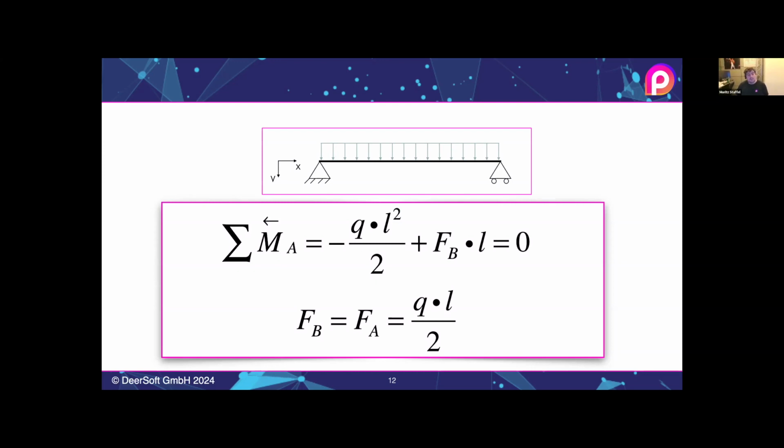So the sum of the moments around one of the support points needs to be 0. Which basically means that one of the support forces with the lever arm of the length of the truss, and the resulting force of the line load with the lever arm of half of the truss, equals 0. If you then solve the equation, it's really easy. You see that FB equals FA, and both of them take half of the total load which is applied to the system.